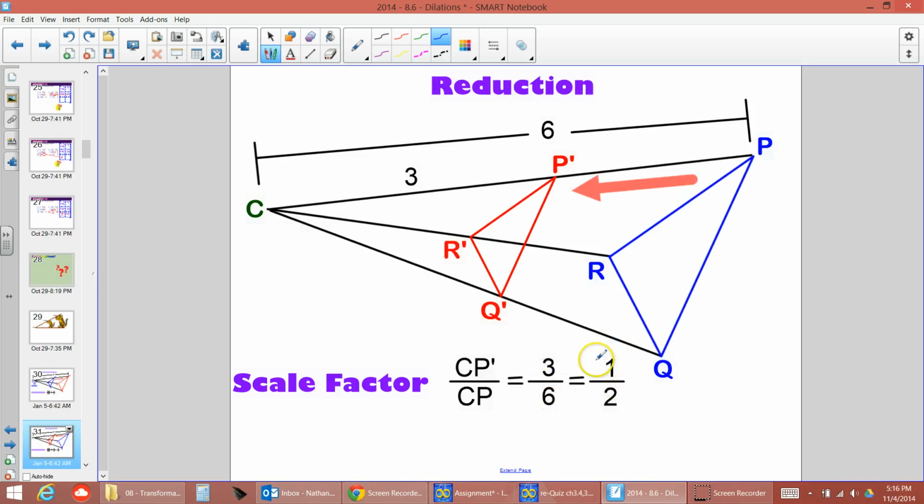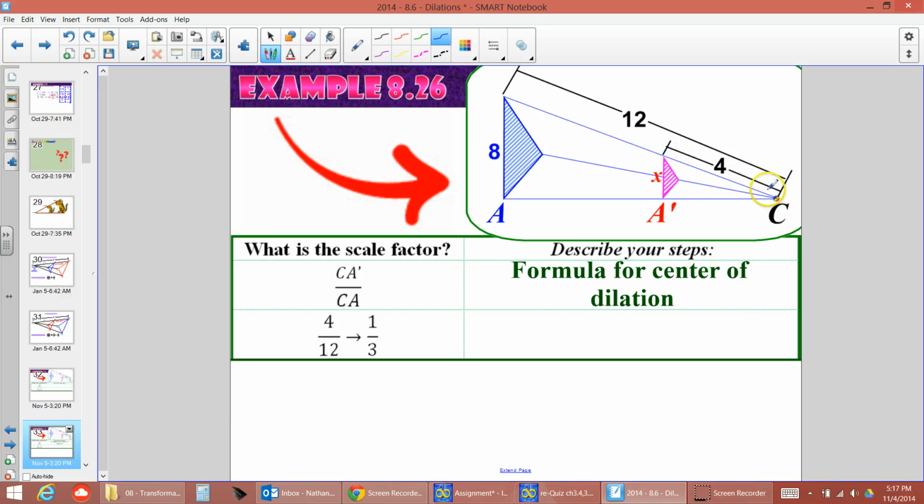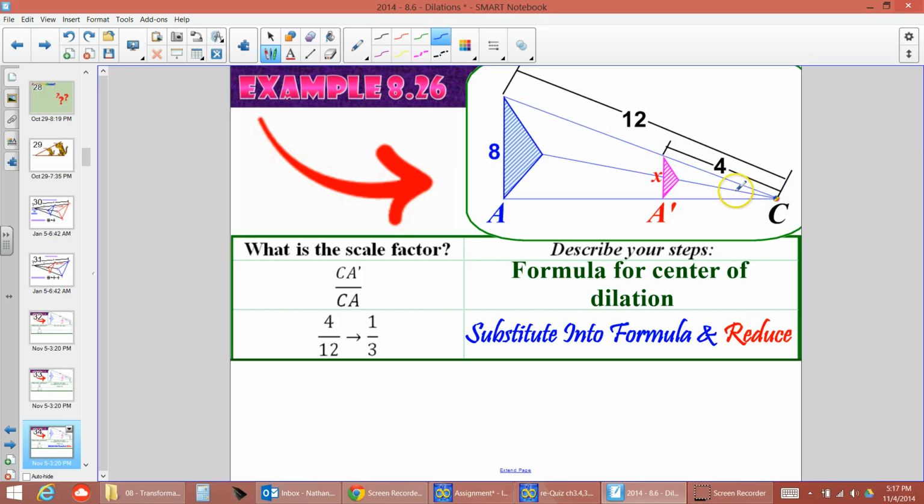For a reduction, it's smaller than 1. Which makes sense. If we want to make something smaller, we have to make it smaller than 1. So our new shape is 3, our old distance was 6, and so we do 3/6. We reduce it. Our scale factor is 1/2. All right, so now let's look here. What is the scale factor? Well, I find my original is 12, and my new one is 4. So we do 4/12, and we reduce. Remember, CA prime over CA. This is kind of the formula for a center of dilation.